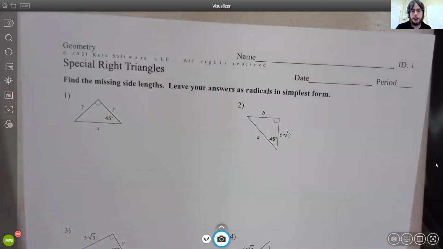We covered this worksheet in class, but this is the complete video on each one of these problems on special right triangles. So let's jump right into it.